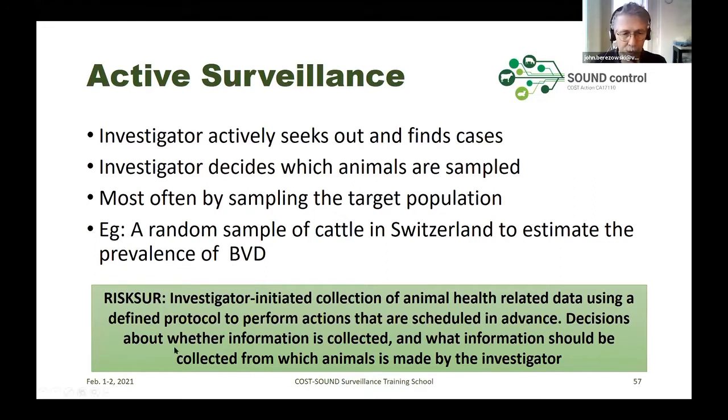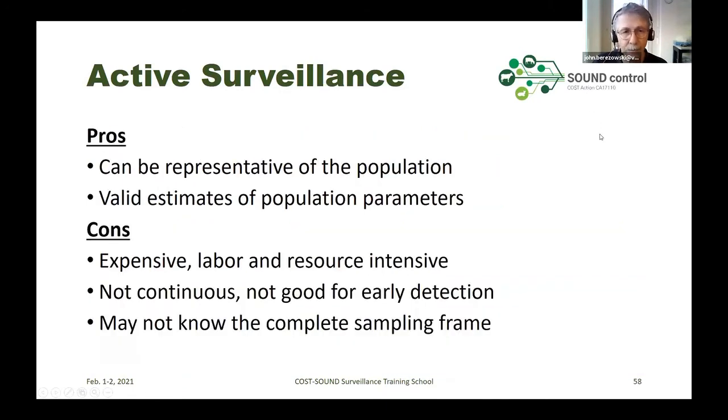Below is the risk's definition, which pretty much says the same thing as my notes on the top. Decisions about whether information is collected, what information should be collected, and from which animals are made by the investigator. So the pros are that it is representative of the population, at least it can be if it's done properly. It can produce valid estimates of population parameters, and by valid we mean that the estimates from the sample are the same as those in the population.